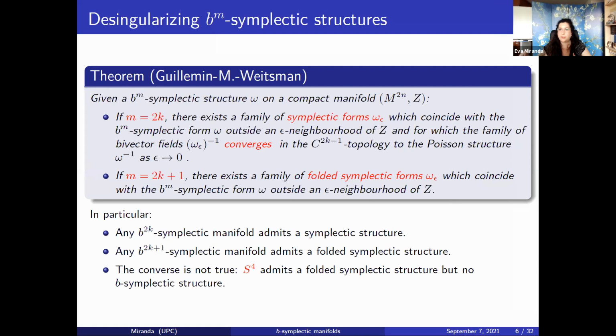Do you fix the critical set or you don't fix it? I mean, if I don't fix the critical set, the question is more difficult. And if I have a symplectic manifold with odd exponent, then it admits a folded structure. But the converse is not true, as the four-dimensional sphere tells us. The four-dimensional sphere is always a good example in geometry, okay?